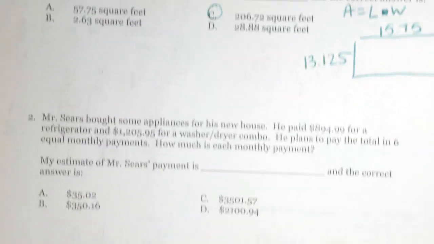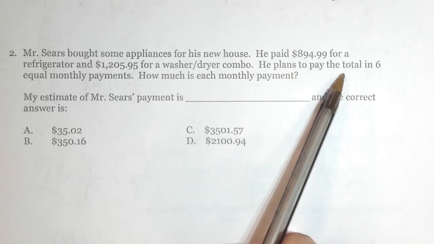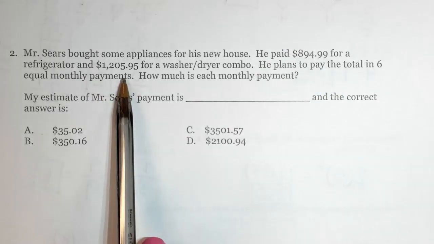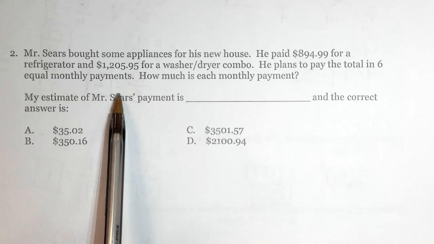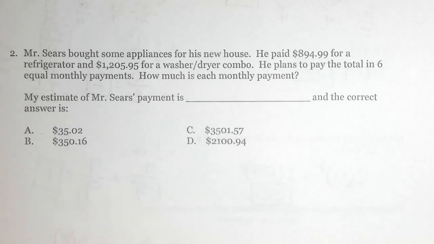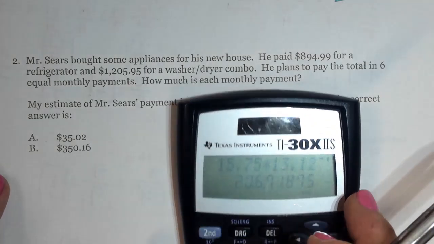Okay, so last one. Mr. Sears bought some appliances for his new house. So he paid this much money for a fridge and this much money for a washer and dryer. And he wants to pay it off in 6 equal monthly payments. Can we figure that out? So how would I figure that out? I'm going to divide, but what do I have to do before I divide? I'm going to add the two costs together because he bought them together.